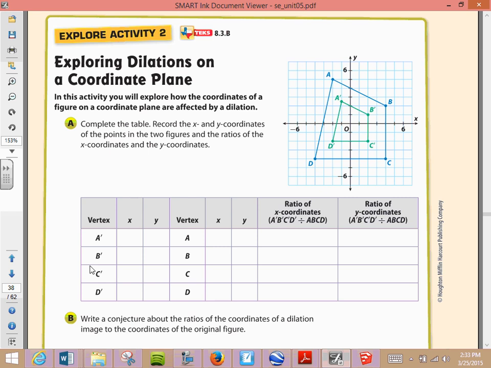Is it going by 2? 1, 2, 3, 4, 5. For this one, it's negative 2? Two and a half. 2.5, right? And then what about A? Negative 2 and 5. That makes sense. All right, what about B prime? 2 and 1. And then what about B? 4 and 2.